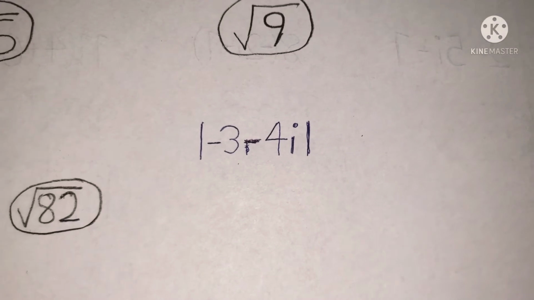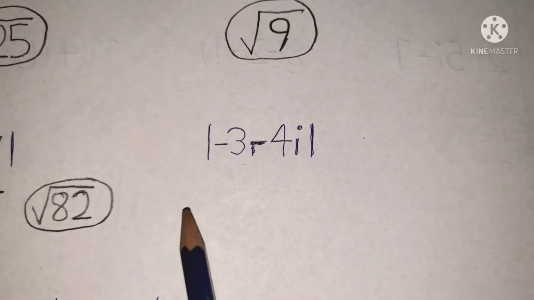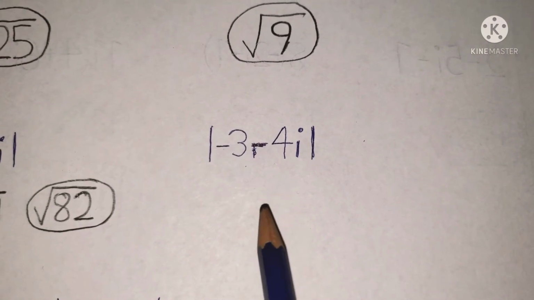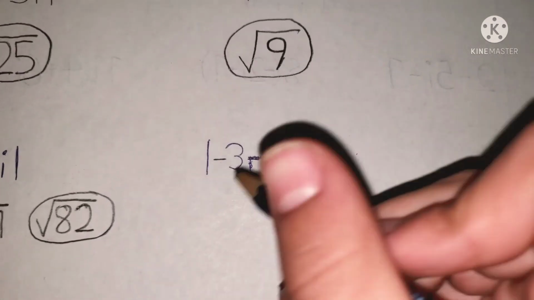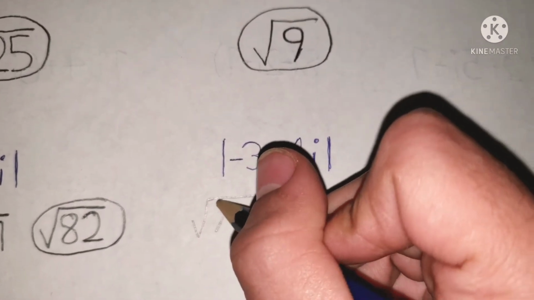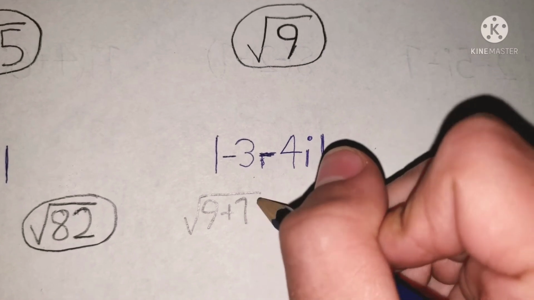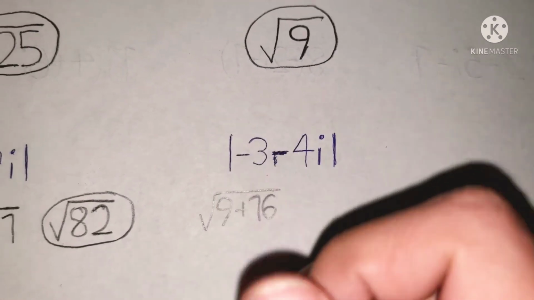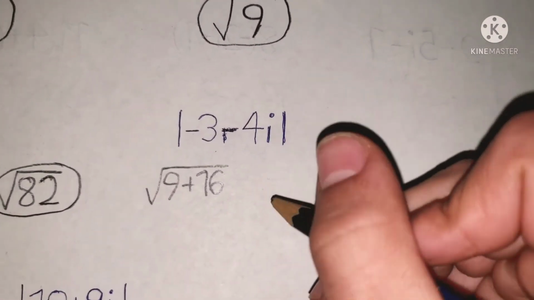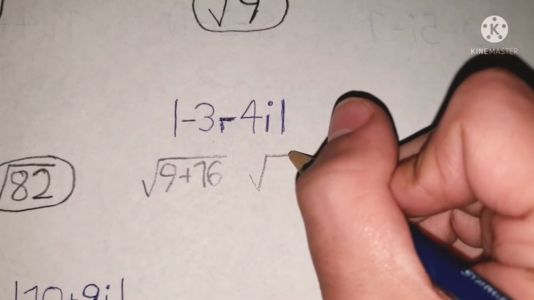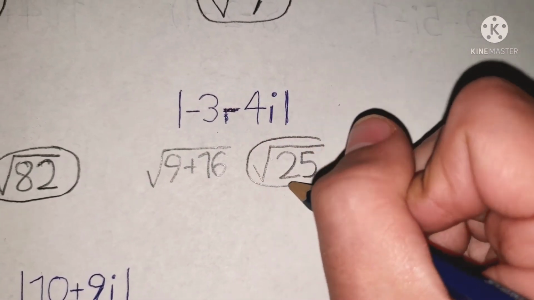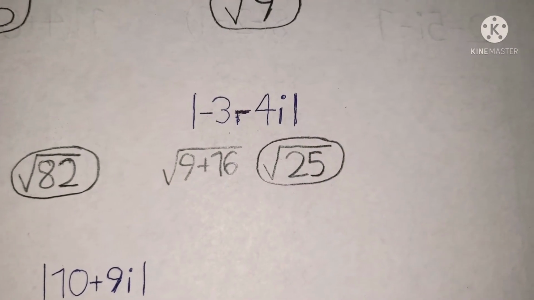Negative 3 minus 4i. So you have to multiply both of these. So negative 3 and negative 3 is going to be 9, and 4 and 4 is going to be 16. I'll show you guys here. So that's what it is. And now 9 plus 16 is going to be 25. So the final answer for this question is 25. This is what it is here.